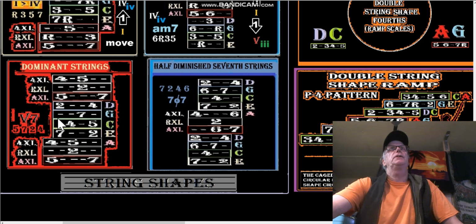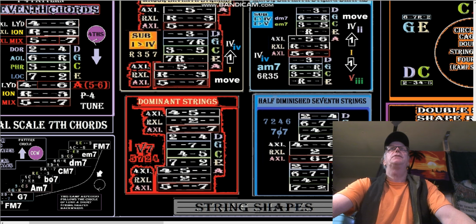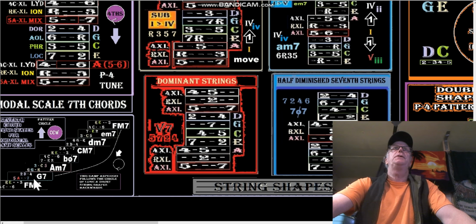Again, these are just selecting within the same string shapes within the same long pattern that we looked at, that goes around C, G, D, and then A with the long detour, and then back to E and C again. All right. So these are the string shapes. That's if we're going to do the ramp pattern. By the way, you go down the pattern backwards.